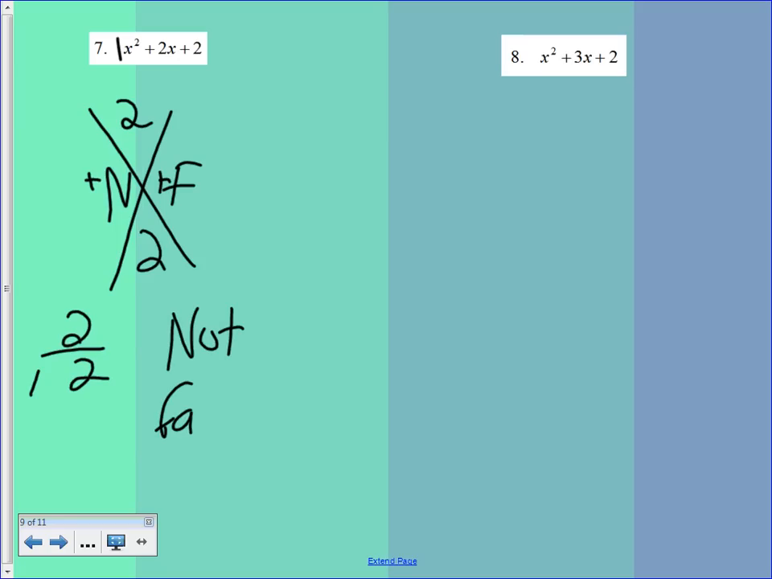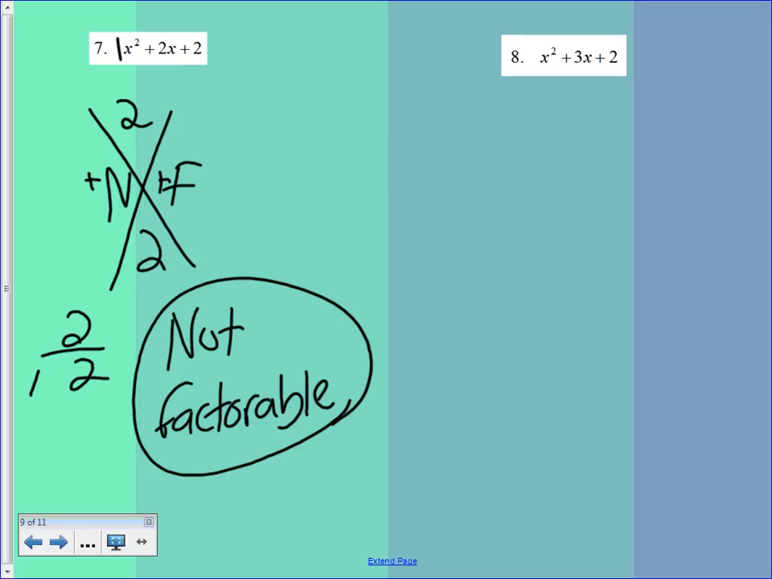So make sure I know that. Don't just leave your answer blank. If you leave your answer blank, then I'm going to think you didn't do the problem. So if you find out that it's not factorable, you need to tell me so on your sheet. Otherwise, I'm going to think you just skipped the problem.